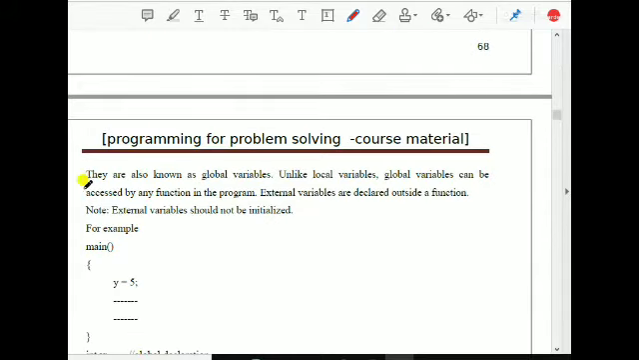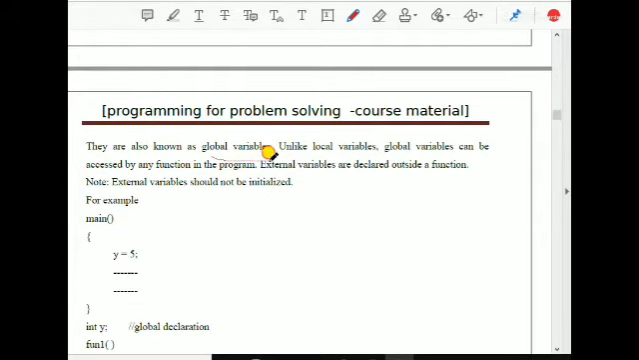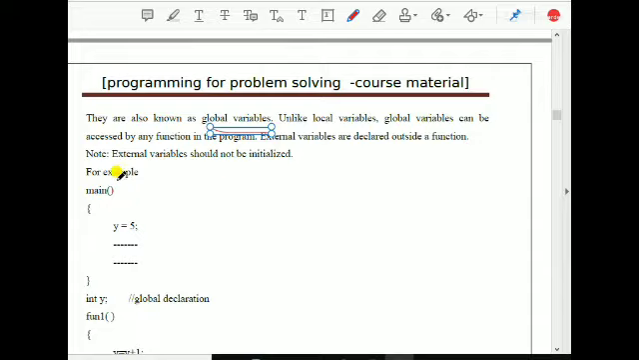External variables are also known as global variables. External means global variable. Before the main function, if you declare anything, it is called a global variable. Unlike a local variable, a global variable can be accessed by any function. In one program we have many functions, so we can access it from any function, which is why it is called a global variable.